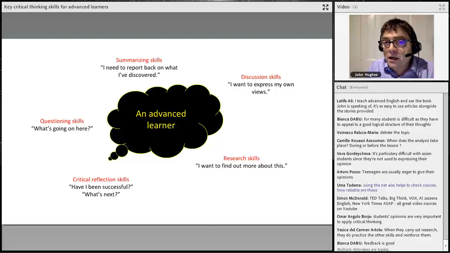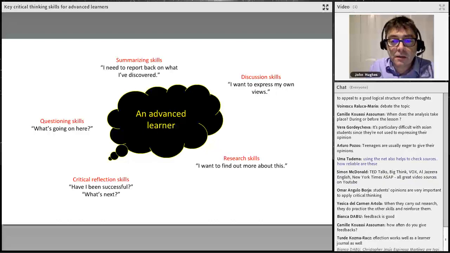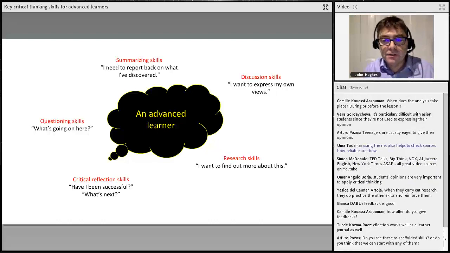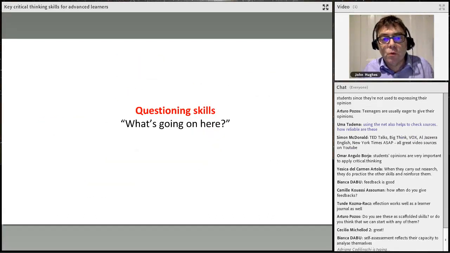So those are five key skills, I think, for advanced learners, and they're skills that advanced learners are capable of because they obviously have the language skills. What we're going to do now is look at each skill, and I'm going to suggest some practical ways in which we can help advanced learners, okay? And we're going to try out a few activities. Okay. So first of all, questioning. What's going on here?